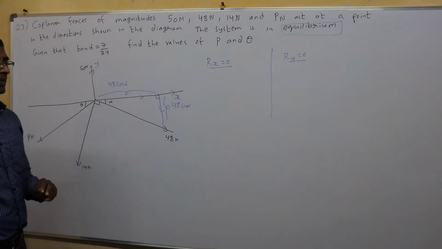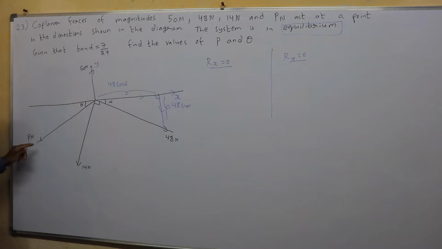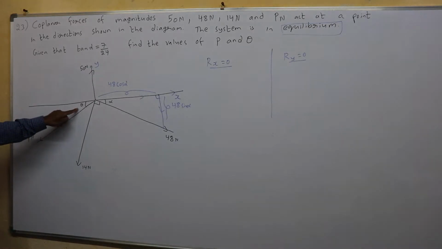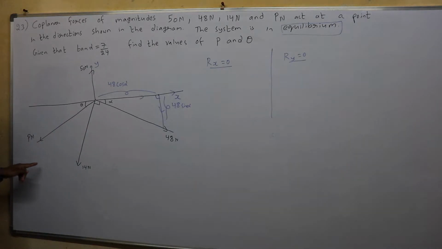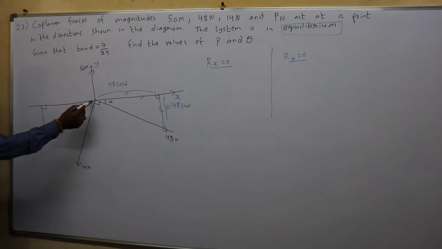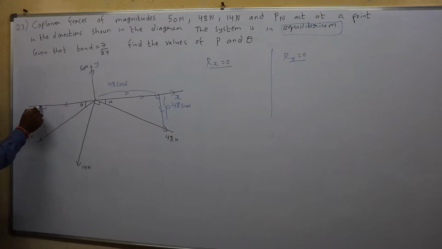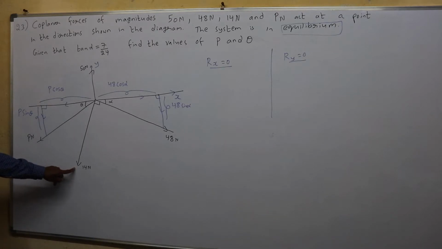Resolving 48 is completed. Next, P. P is also acting at an angle theta, so I should resolve even P. For that, form a right angle triangle again. Instead of walking in this way, I could come till here, then I could move down. So now this part is adjacent to theta, so it becomes P cos theta. This is opposite to theta, so it becomes P sin theta. Clear?